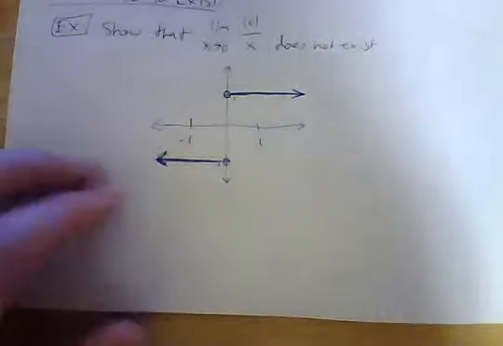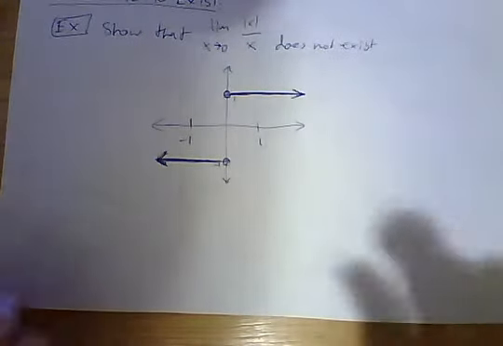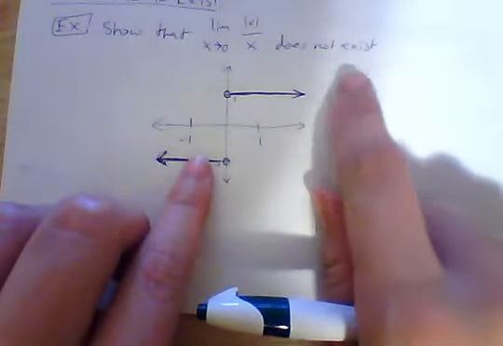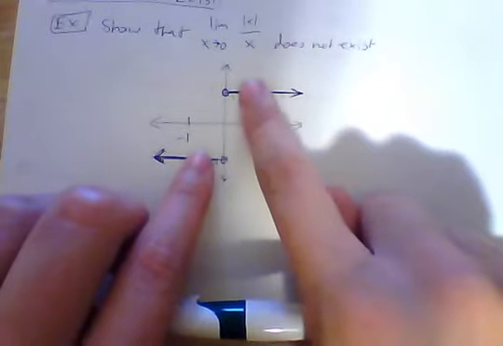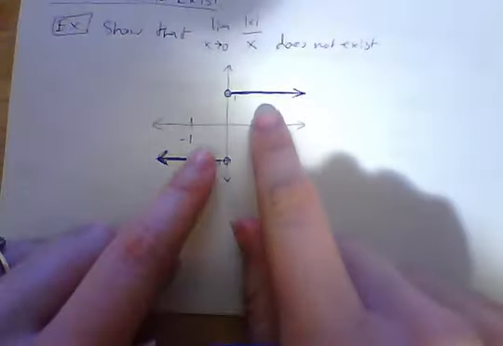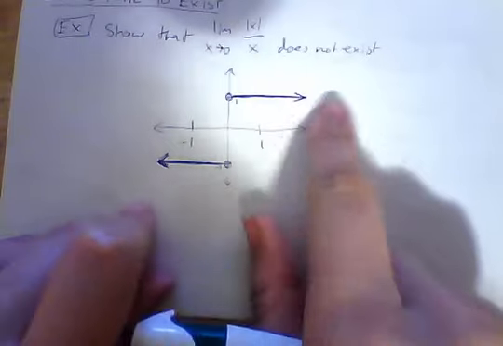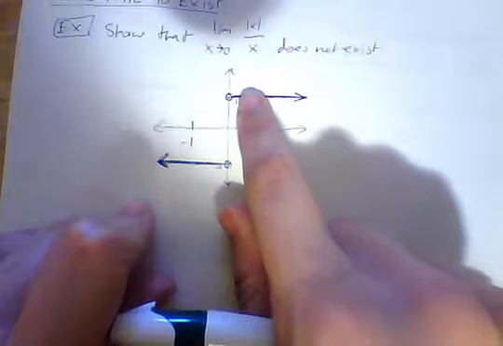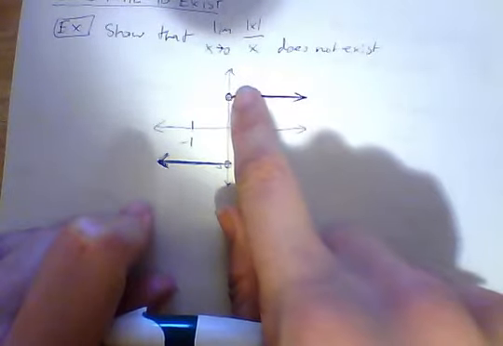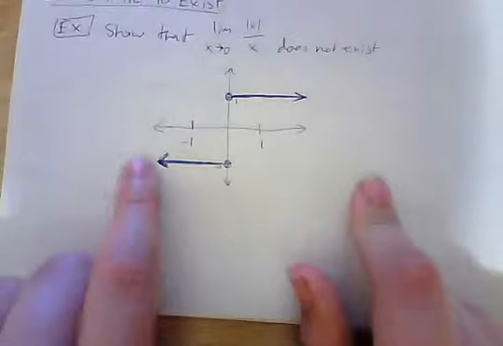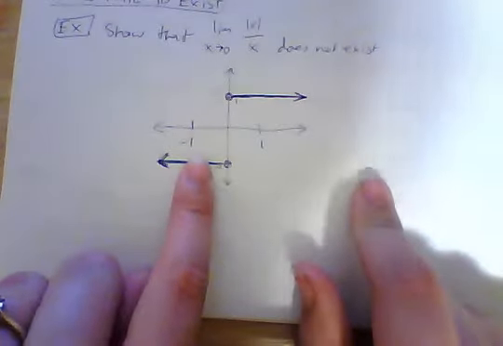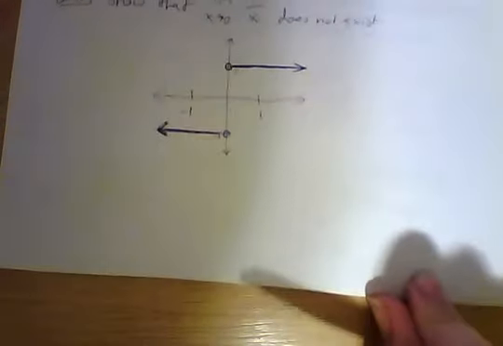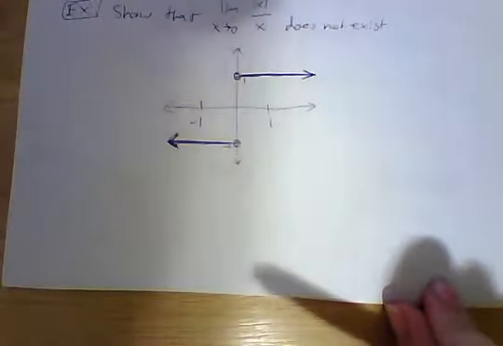Now, it's important to remember that limits exist, again, only when we go in from the right and we get a number, and we go in from the left and we get a number, and those numbers are the same. Just looking at this, we can see that when we come in from the left, we get negative 1. Our graph approaches the value negative 1. When we come in from the right, however, we approach 1. And given those values aren't the same, we know that the limit does not exist.